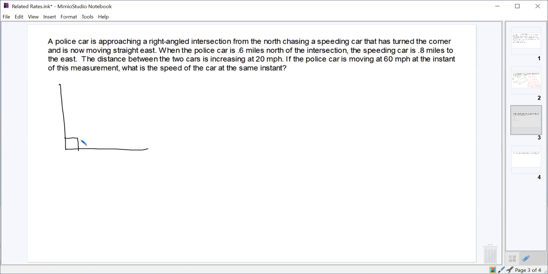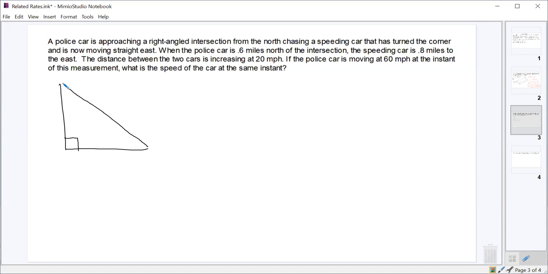We know that the distance between the two cars is increasing. So that's this distance. We know that distance is increasing at 20 miles an hour. So clearly it's increasing, so that must be changing. So we won't label that yet either. We also know the police car is moving at 60 miles an hour at the instant that we do this measurement, and we want to know the speed of the car.